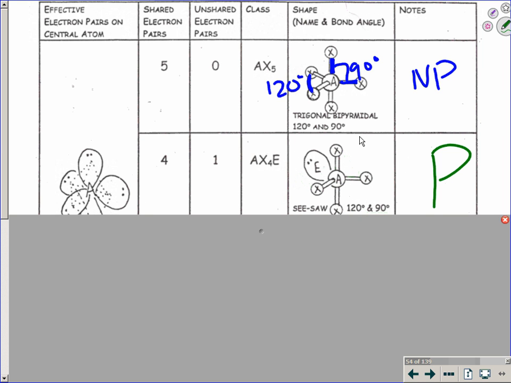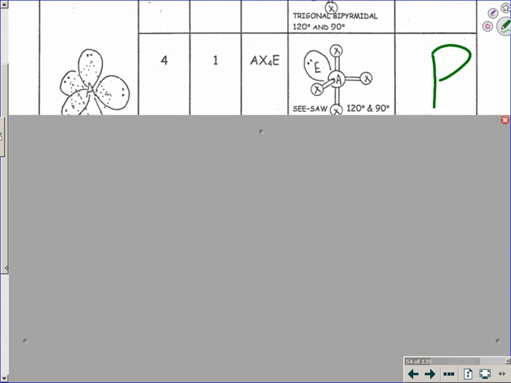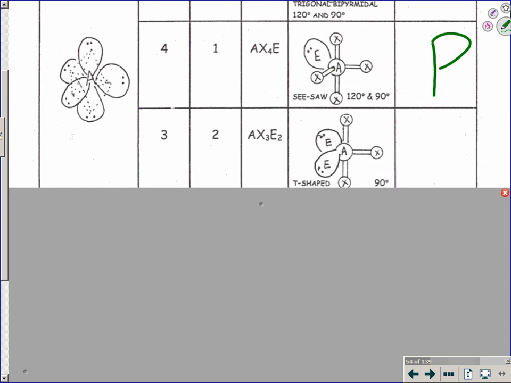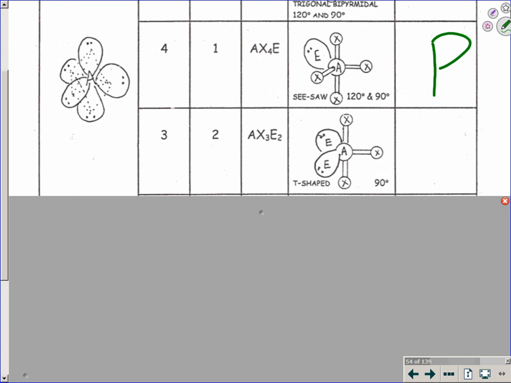Where's it going? Axial or equatorial? Equatorial again, because it's got the most space to play. What's that shape? T shape, because we now have 3 ligands, 2 in the axial, 1 in the equatorial, 2 lone pairs on the equatorial. We call this bond angle just the bond to bond angle, which is why this one only says 90. But we know, like in our lab, when we're looking at repulsive units, we know that there's an angle between the axial and this bond, or this lone pair. What's that angle there?